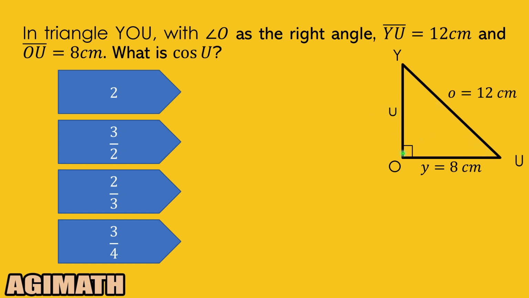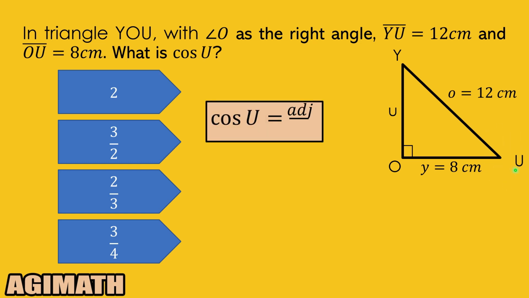the length of this side is not given. But actually, if this side is needed in the problem, then we can find the length of this side using the Pythagorean theorem. Now the question is, what is cosine U? So you look at angle U. So this is that angle U. Now we are talking about cosine, so that should be adjacent over hypotenuse.